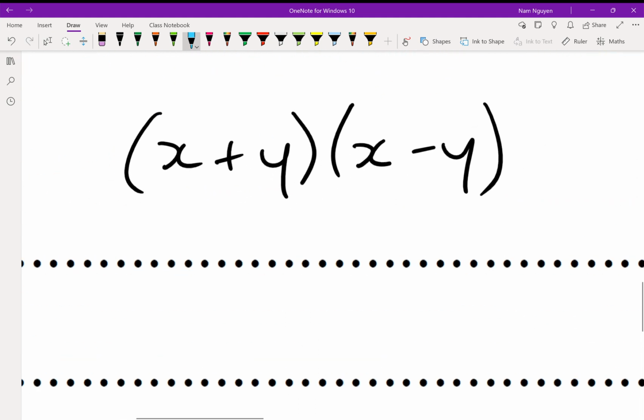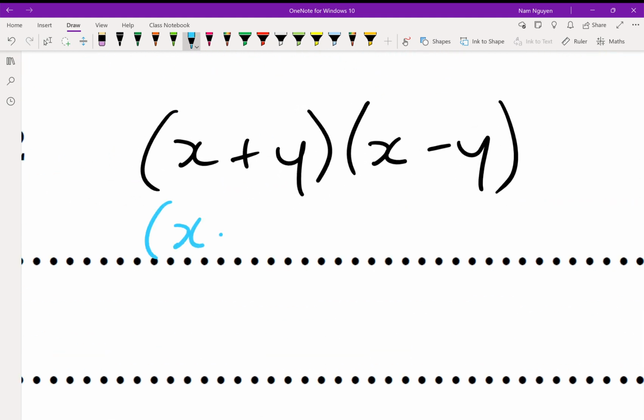Oh, and by the way, if you wrote that instead, would that be wrong? No. Because when you multiply two things together, order does not matter.